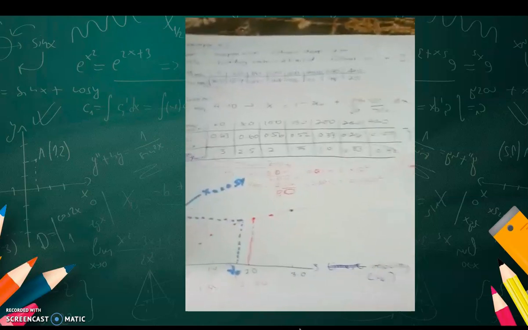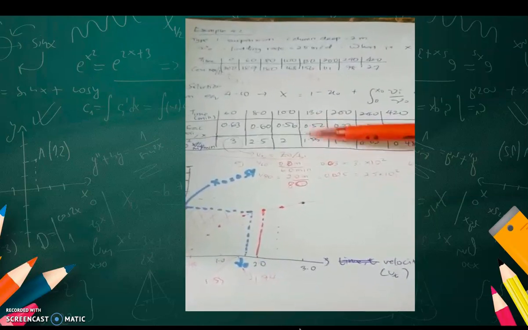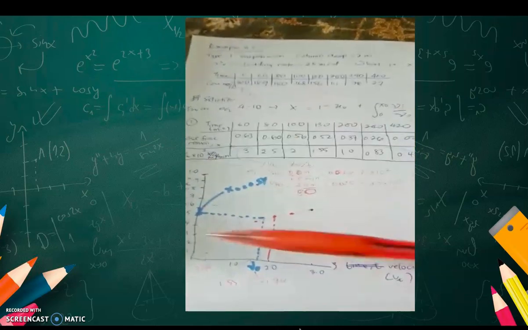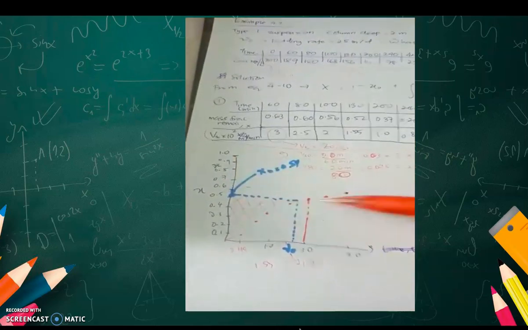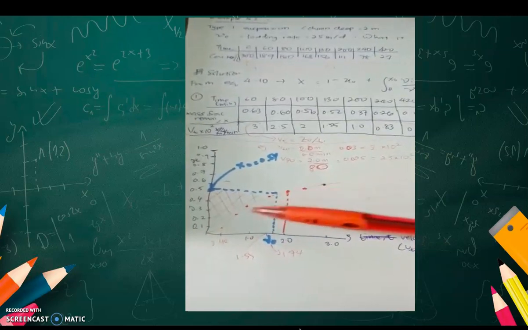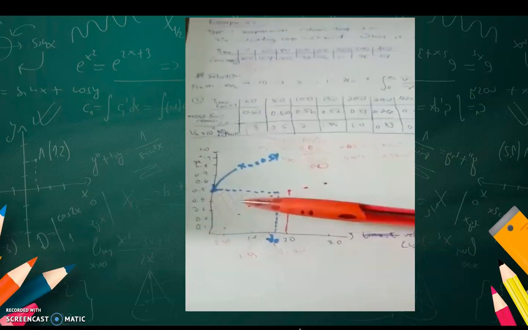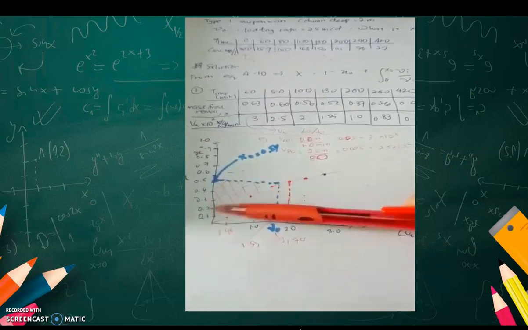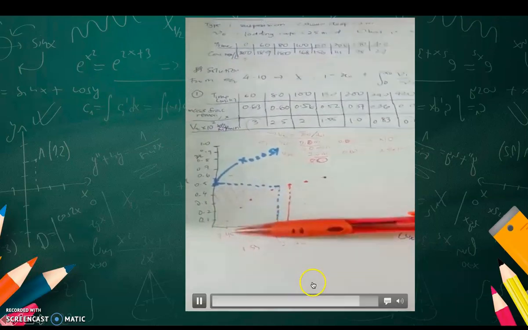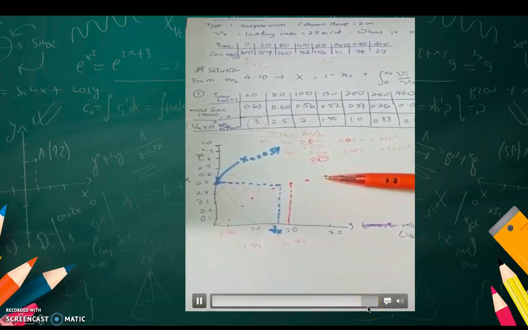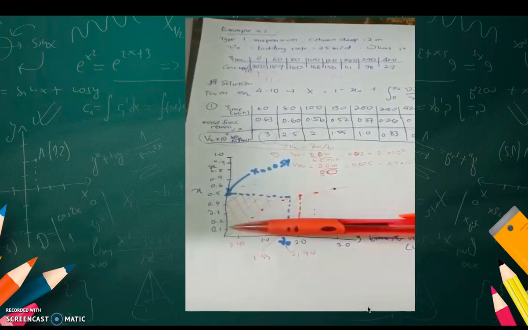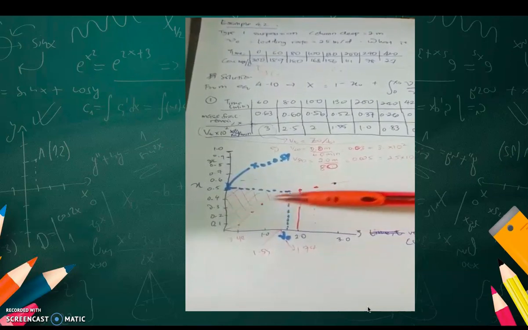Now with these two values of x and vt, you can plot this graph. You plot the points first, then you will get the curve here. Your objective is to find the area here, not the area under the curve. The area under the curve we can find from integration, like Simpson's method. This one is actually the area you want to find.